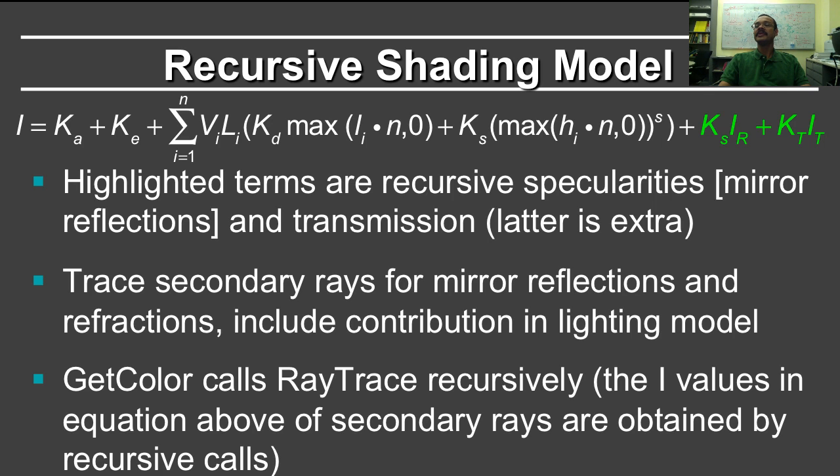So what happens when you call IR is that that's a recursive call, because you have to now evaluate the intensity again using the same formula. So you trace the secondary rays for mirror reflections and refractions, you include the contributions in the lighting model. So the function, for example, that you may have, get color, calls ray trace recursively.